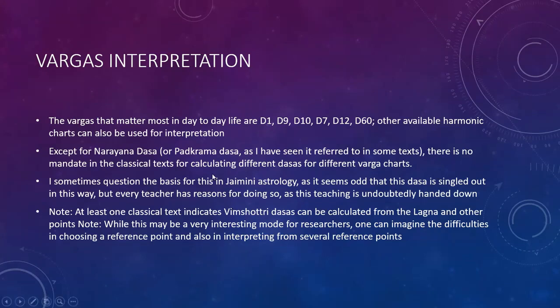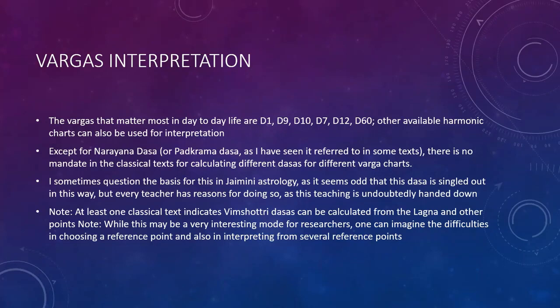Except for Narayana Dasha, or Padakrama Dasha as I've seen it referred to in some texts, there is no mandate in the classical texts for calculating different dashas for different Varga charts. I sometimes question the basis for this. It's not because I think it's wrong; it's just that I think it's odd that this particular dasha is singled out. But every teacher has reasons for doing so, and this teaching is undoubtedly a handed-down tradition, so I'm not criticizing it. It's just sort of out there by itself.